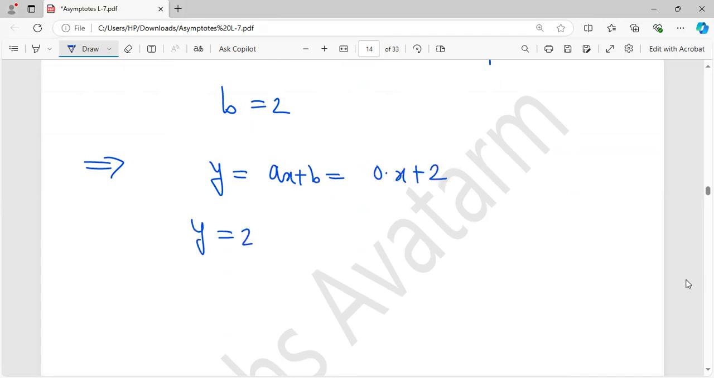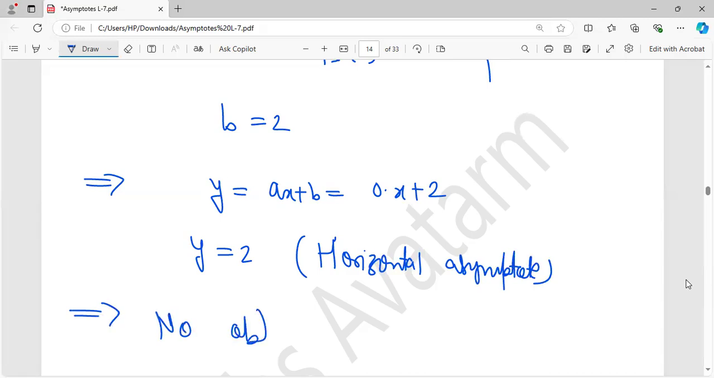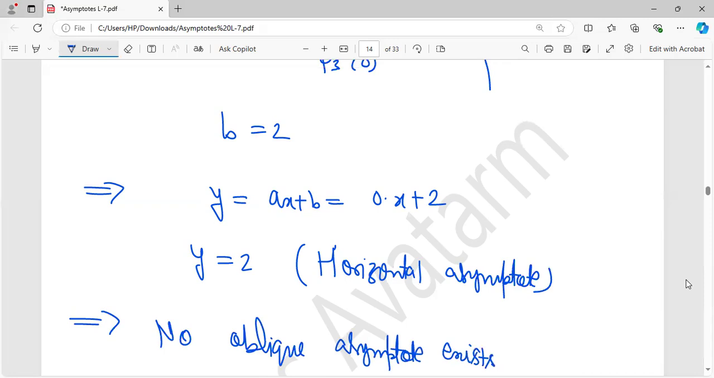This is a horizontal asymptote. So no oblique asymptotes exist.